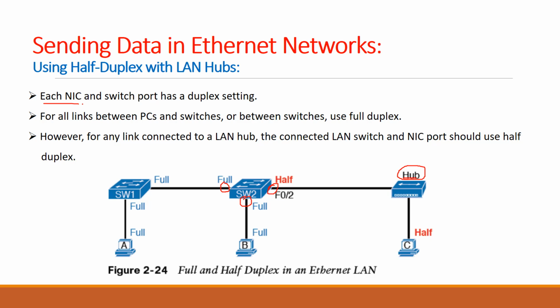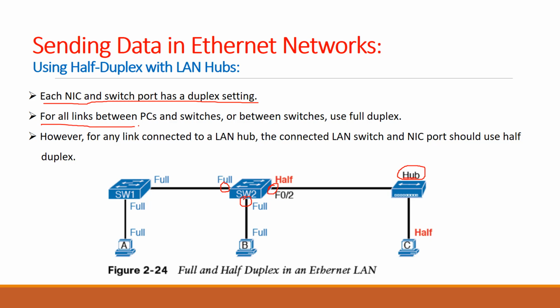So each network interface card and switch port has a duplex setting. You can adjust this setting from the switch configuration, and we will learn later how to configure the duplex setting when we discuss the command line interface of Cisco devices.